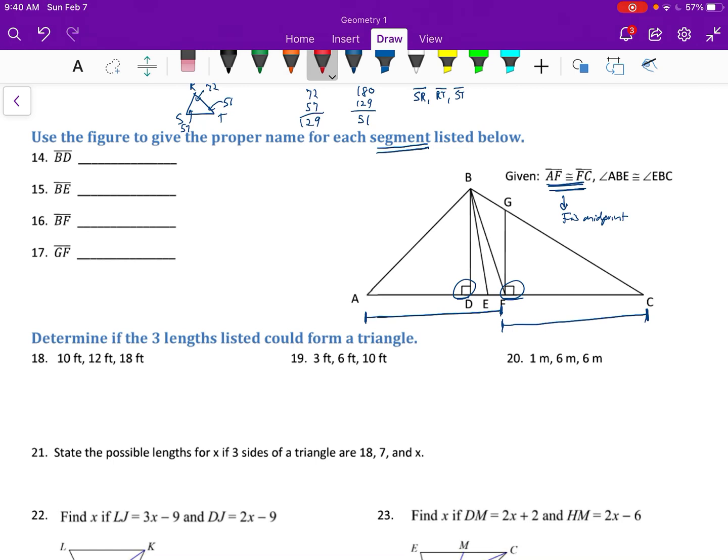And then we also see that angle ABE, that's this angle, is congruent to angle EBC, which is this angle, which means that if those angles are congruent, BE has to be the angle bisector. So let's go ahead and write that in there. BE is the angle bisector.